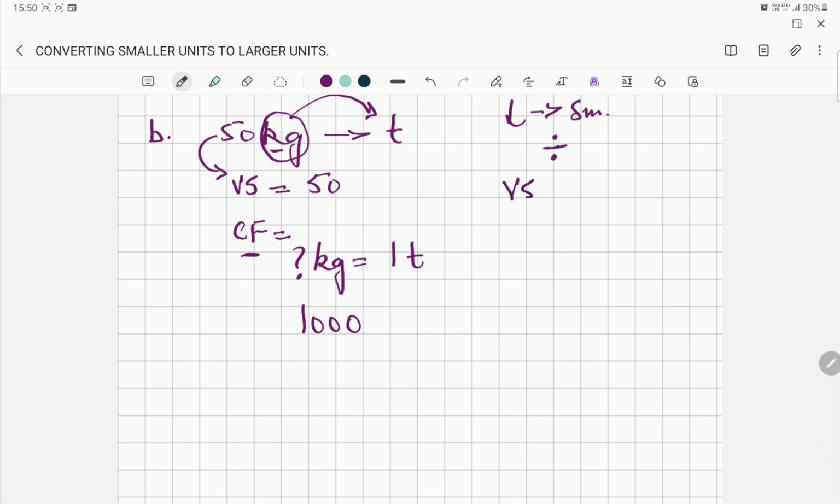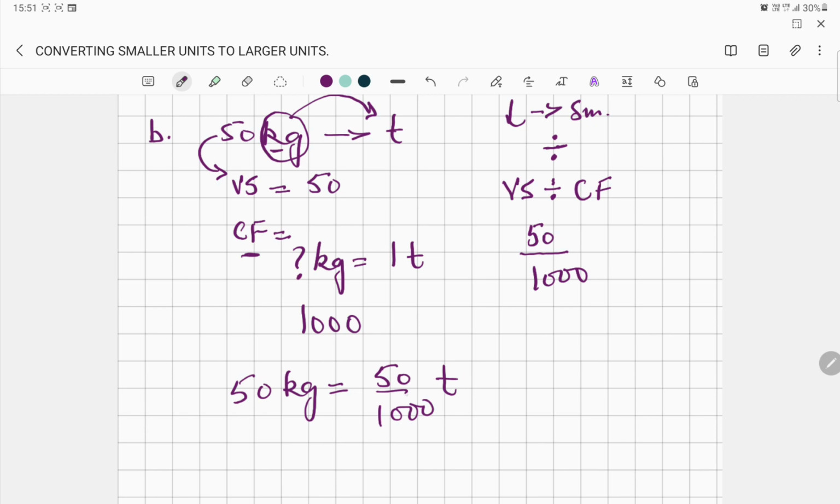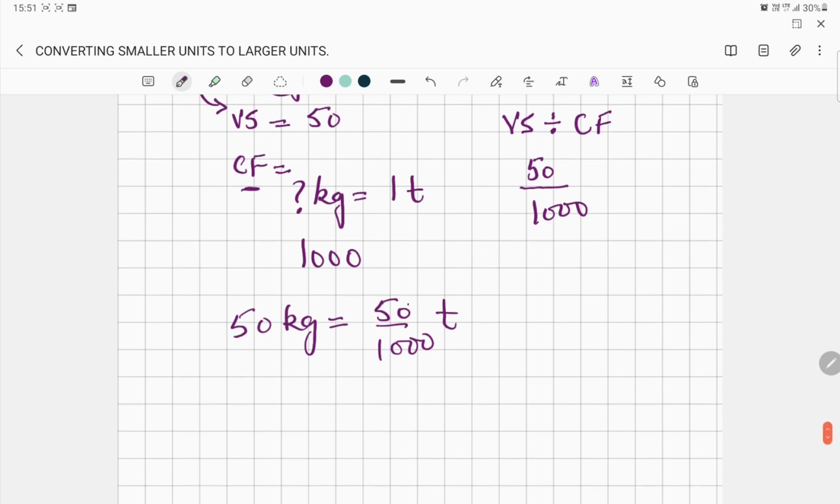Now we use the formula Vs divided by Cf, value of the small unit divided by the conversion factor. The value of the smaller unit is 50, and we divide 50 by 1000. So 50 kilograms is equal to 50 upon 1000 tons. But we always have to simplify; we cannot stop our problem here. So let's cancel this out, and we get 1 upon 20 yet again. So 50 kilograms is equal to 1 by 20 tons.